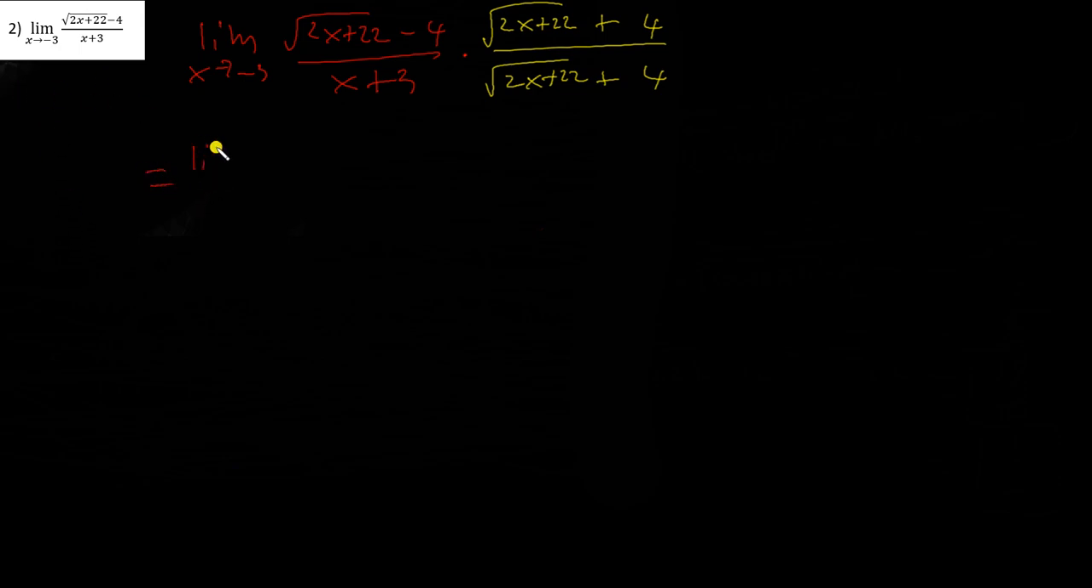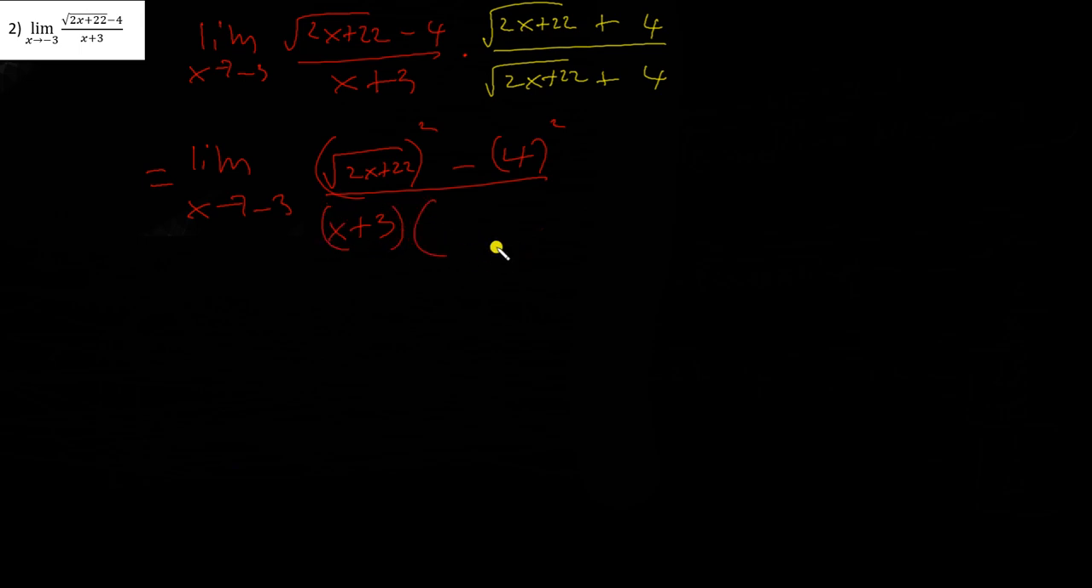So this is equal to, I have a minus b times a plus b, and you should recognize that as the difference of two squares. So that's going to be the square root of 2x plus 22, squared, minus 4 squared. And in the denominator, I'm not going to expand this out yet. Don't expand something just because it looks like it's going to be a pain. Don't expand it unless you see it to be absolutely necessary, because chances are you're probably never going to need to expand it at all.